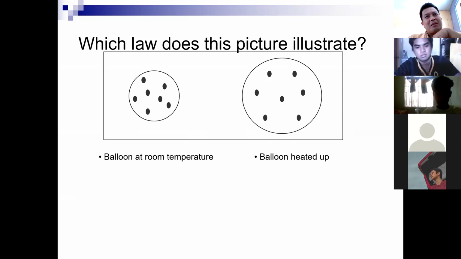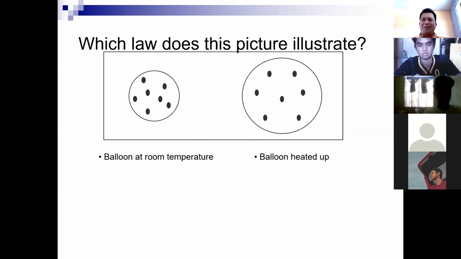That is basically the reason why we have this being inflated, because heat excited the molecules of the air inside the balloon. As the molecules are excited, the kinetic energy rises.